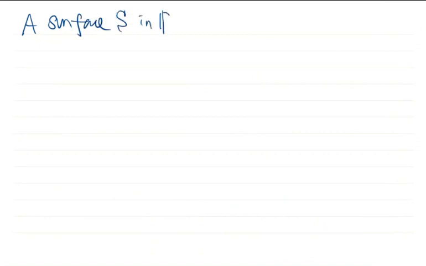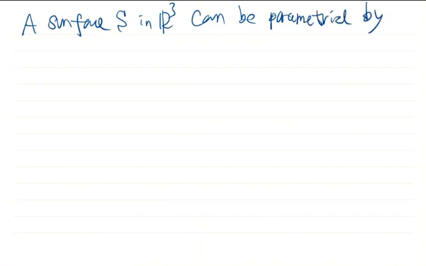Now we consider another interesting case. We consider the three-dimensional case. A surface S in R3 can also be described by parametrization. It can be parametrized by x is x(u,v), y is y(u,v), and z is z(u,v).